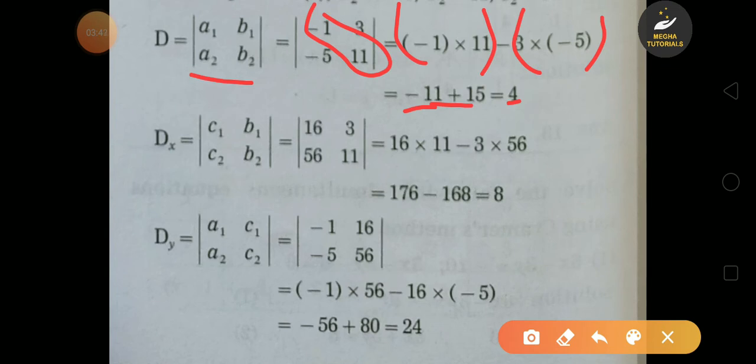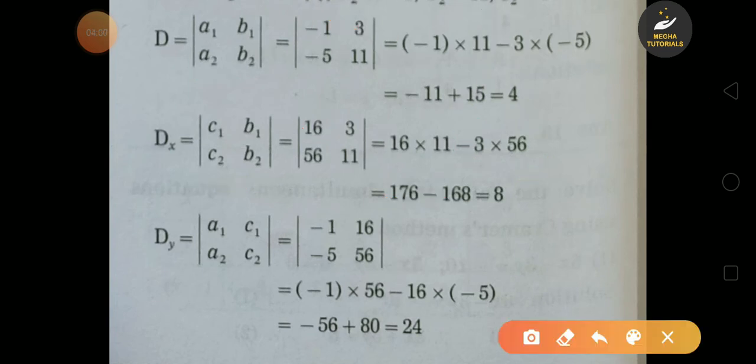Then Dx: c1, c2, b1, b2. The values are 16, 56, 3, 11. So start with the left top. So 16 into 11 minus 3 into 56. So 176 minus 168, it is 8.